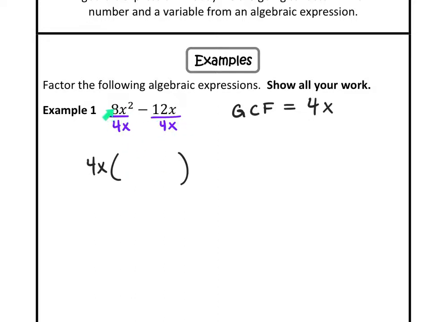So 8 divided by 4 is 2. X squared divided by x is x. Bring down the minus. Just bring down this minus here. 12 divided by 4 is 3. And x divided by x cancels. And so this is my answer for the first one.